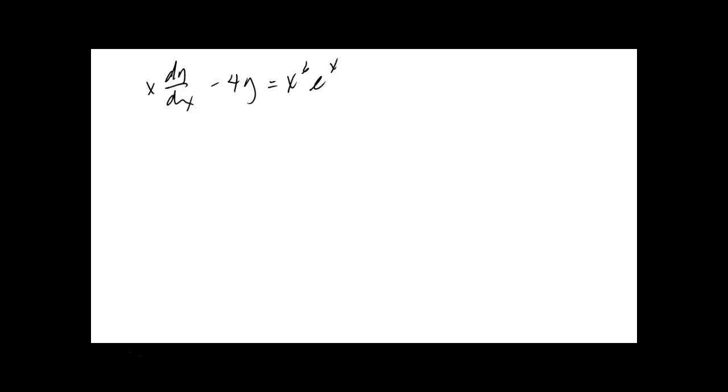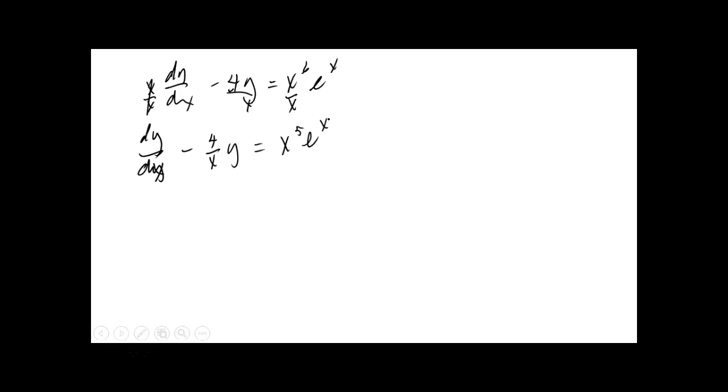No. What's wrong with it? Divide by x, and that's exactly what we're going to do. Divide this by x, and this by x. So that then produces dy/dx. Minus, I think that was a minus, yeah. Minus 4 over x times y is equal to x to the 5th e to the x.